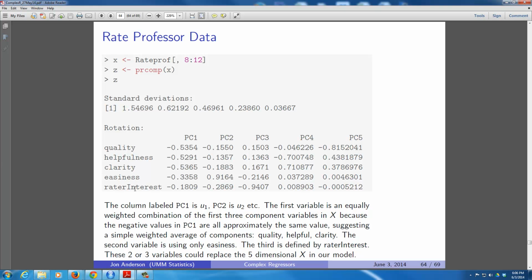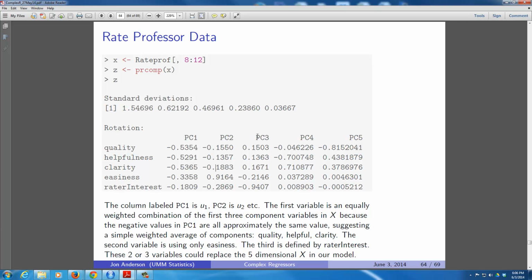Easiness and rate or interest are not being used. These are lower weights, and they're down weighting and really not using the easiness and rate or interest. The first variable, Z1, is really a combination of quality, helpfulness, and clarity. The second variable is really driven by just easiness. This weight is very high for easiness and really low on all the other components. The second variable, Z2, is an easiness variable.